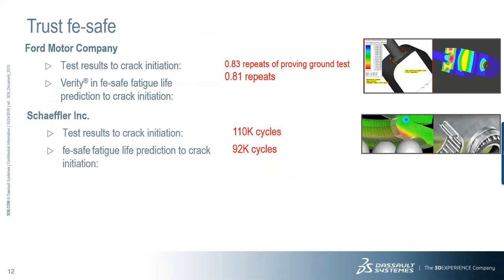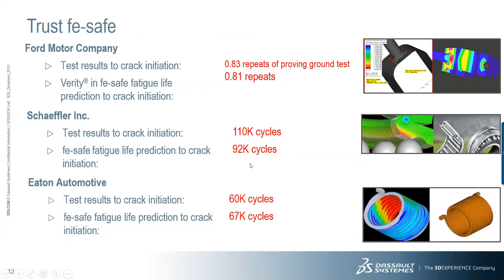Another example is from Schaeffler Inc. In this particular case, you can see there is a contact happening here. And whenever there is a contact, fe-safe internally, instead of taking a biaxial strain-life algorithm, considers the triaxial strain-life algorithms, which can give you a much better life. This is the comparison of the results which we got.